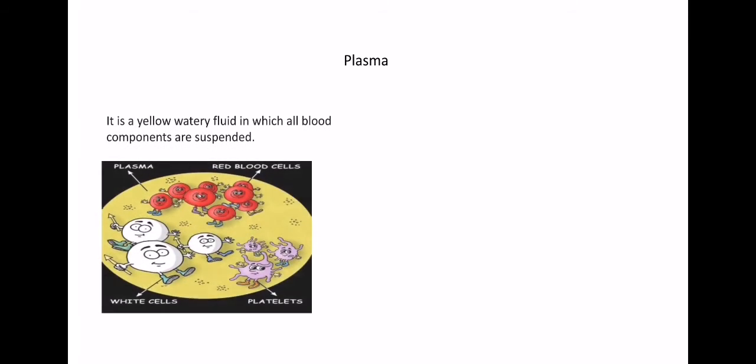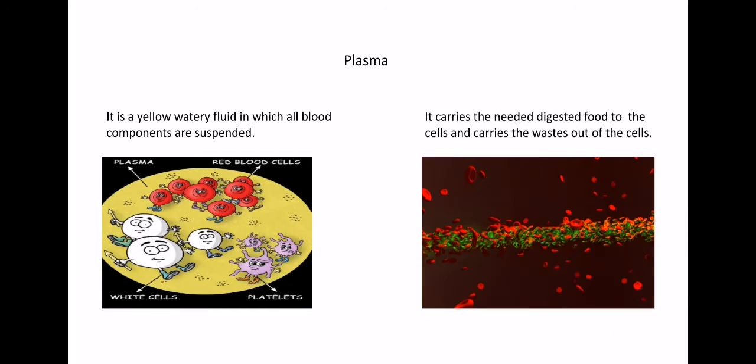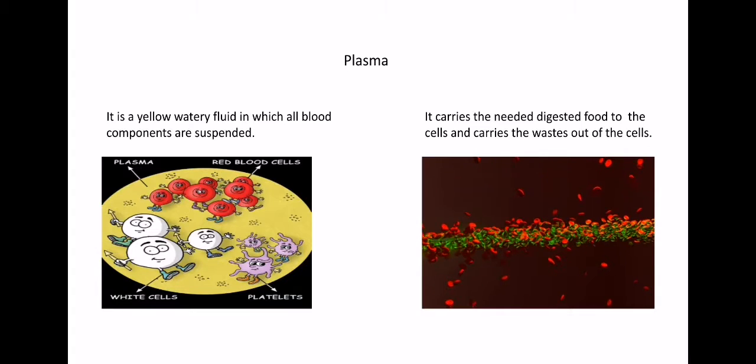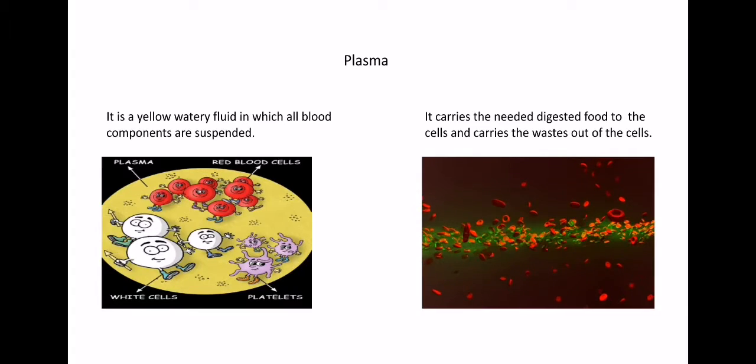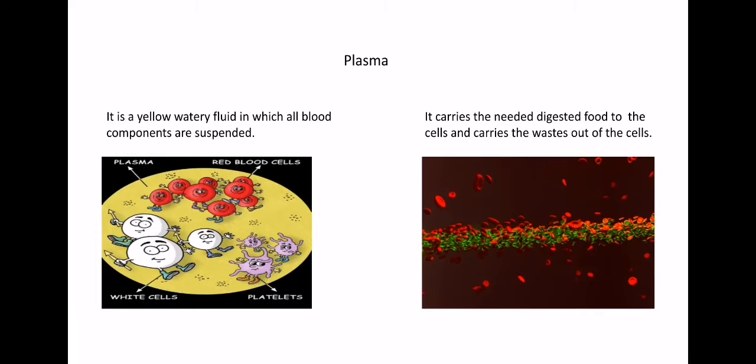The last one, we have plasma. Plasma is a yellow watery fluid in which all the blood components are suspended. And it's responsible for carrying the digested food to the cells and carrying the wastes out of the cell.